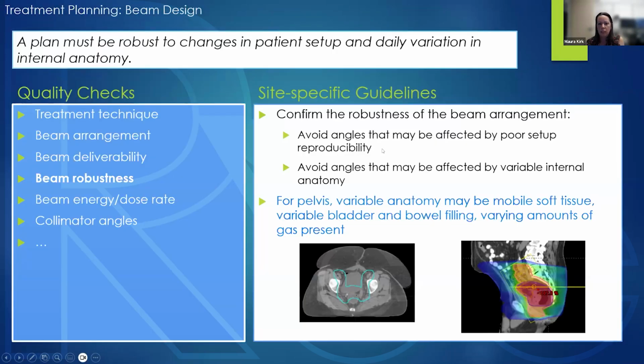For beam robustness in the pelvis with our variable anatomy, you may have some mobile soft tissue in larger patients, and then you have your variable bladder and bowel filling. So those are the main considerations when thinking about beam robustness, trying to avoid beams that go through variable anatomy when possible.